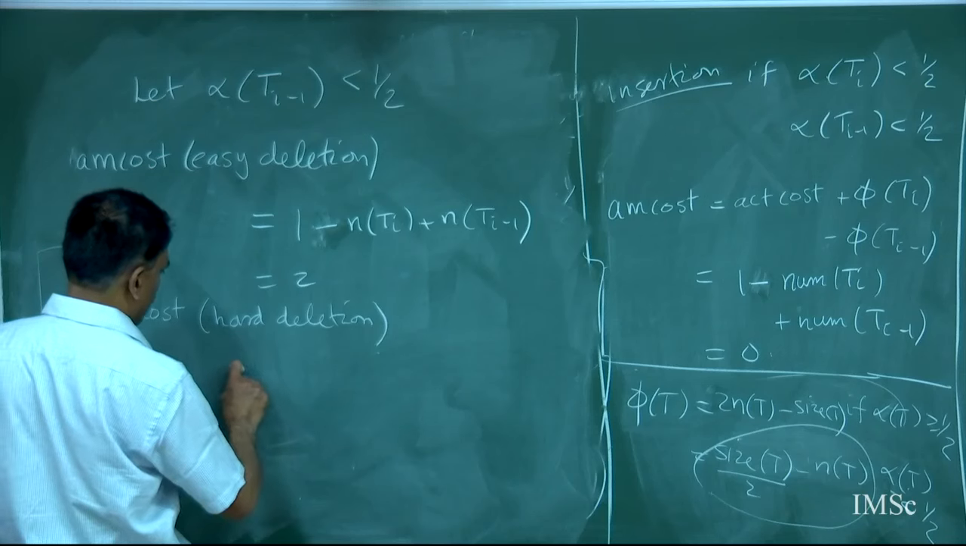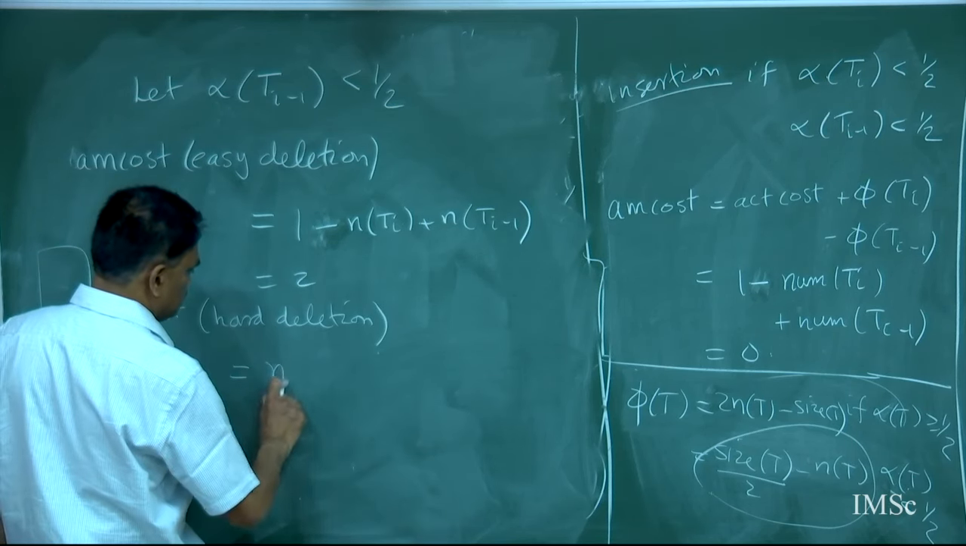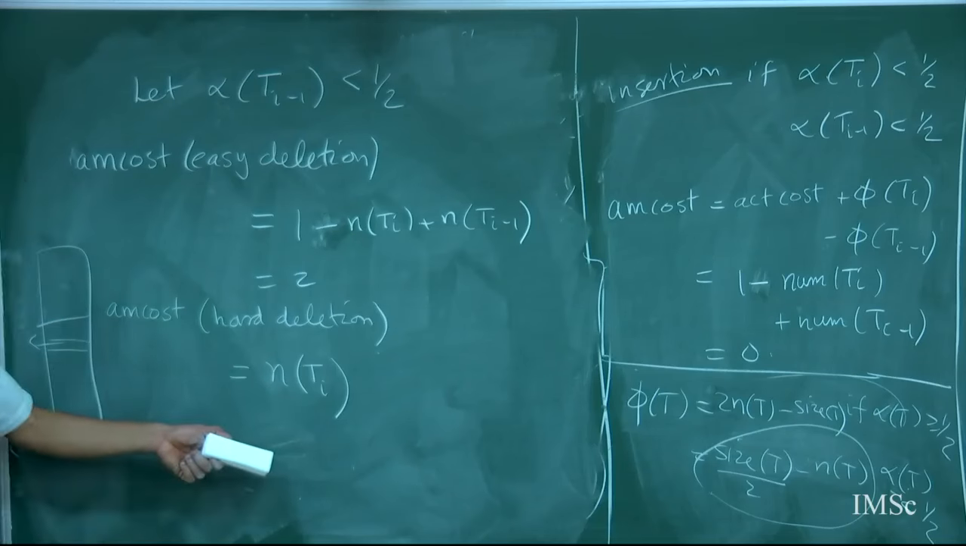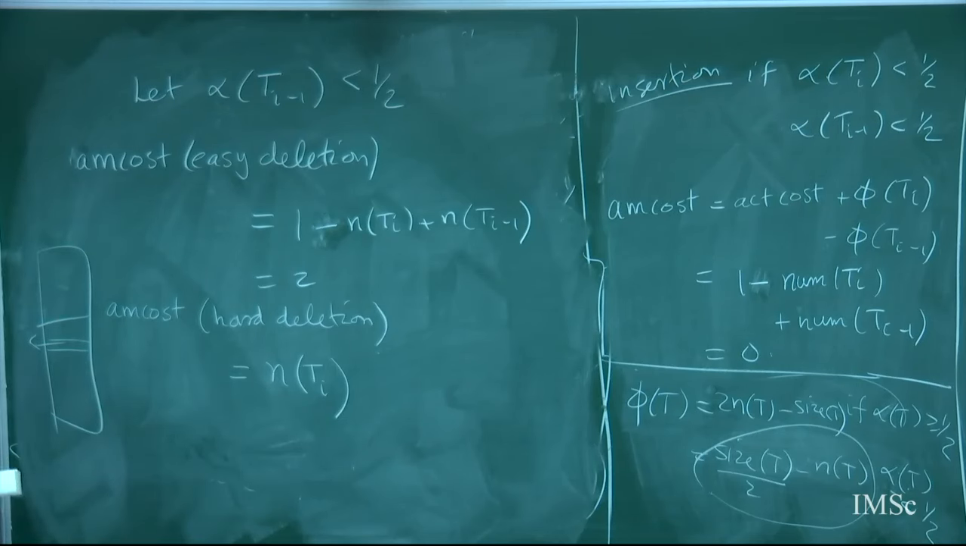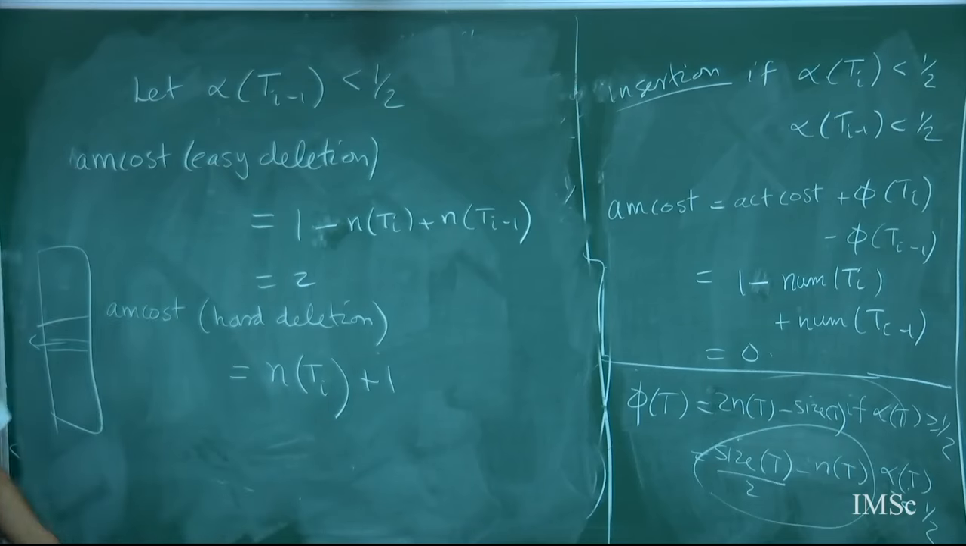So what is the actual cost? The actual cost is, after the deletion, whatever number of elements are there, I have to copy them. And I also have to charge 1 for the deletion. Right? One element got deleted, there is a cost of 1. And then there are so many elements left which I have to create a new table and copy it. So this is the actual cost.